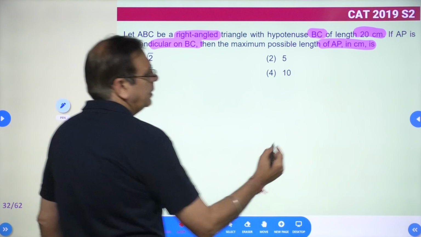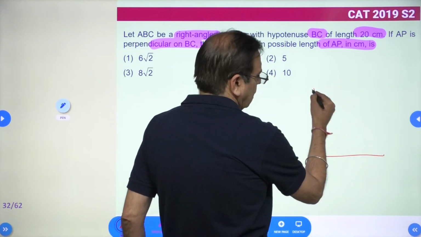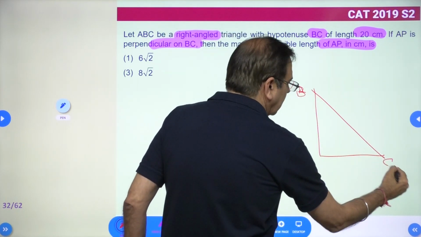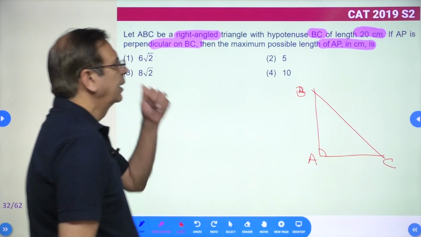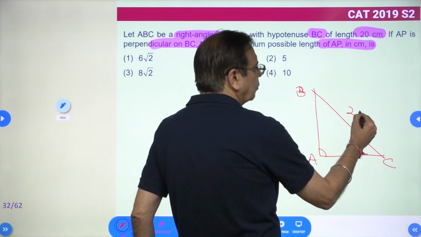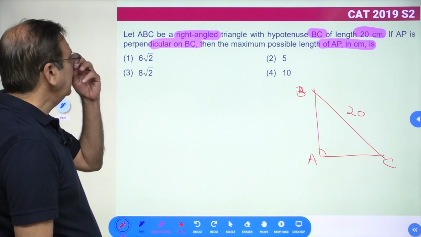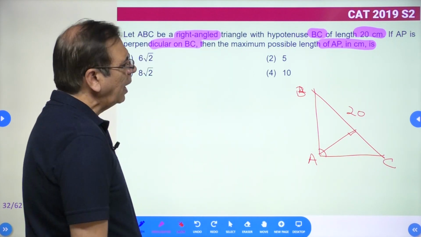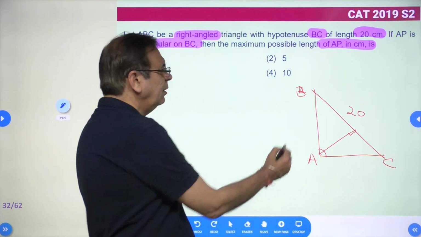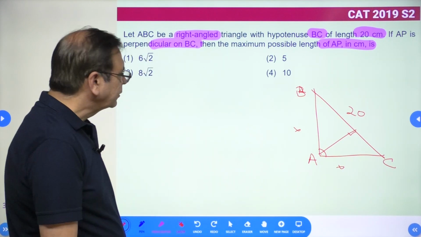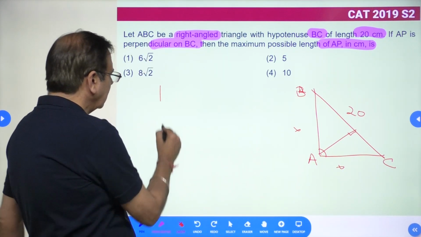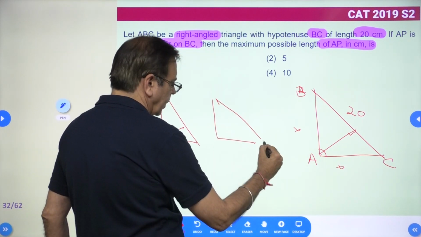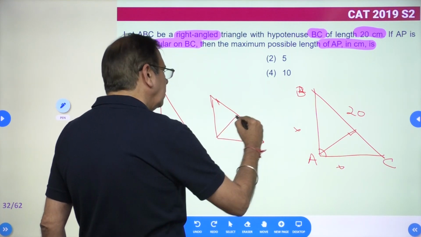So ABC is a right angle triangle with hypotenuse BC. That means A is the 90 degree angle. The hypotenuse is BC with length 20 centimeter. If AP is perpendicular on BC, then when will the maximum possible length of AP be? When they will be equal. If I make it equal, if both the sides are equal, it will increase.